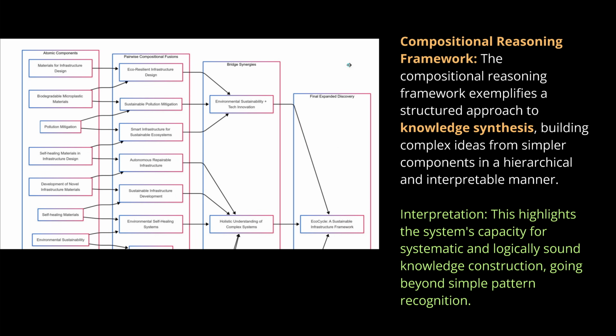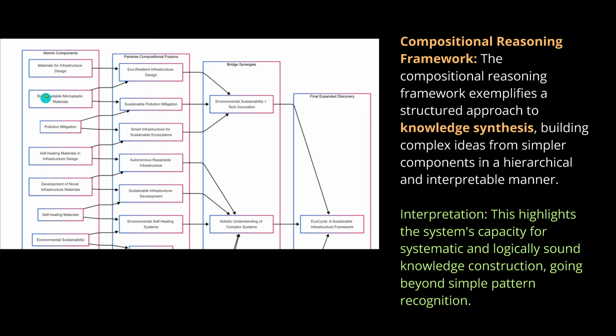Let's look at a work by MIT, and you will see, or I feel, that there's a certain limitation to it. Let's have a look at this image. You see we're building up complex ideas from simpler components in a hierarchical and interpretable manner. So we have atomic concepts, then pairwise compositional fusion of those, then bridge synergies, and then the final discovery. Now, it's simplified, but you get the idea.